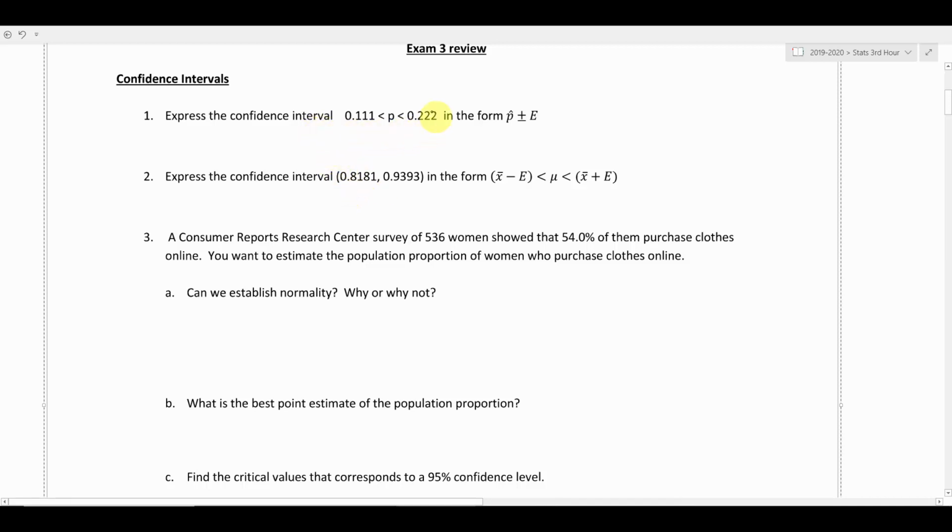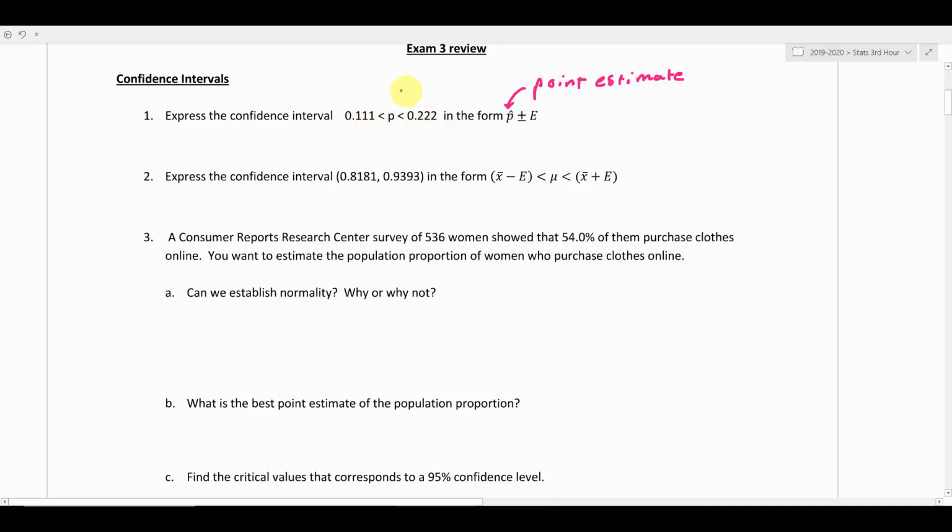All right. So they gave us a confidence interval here, and all we know are the left and the right bounds of that confidence interval, and they want us to take this from the trilinear inequality to the plus or minus format. And to do that, I have to find this thing, which is the point estimate. A point estimate is always going to be the midpoint in between these 2 bounds. So essentially, I got to find what the midpoint is between 0.111 and 0.222.